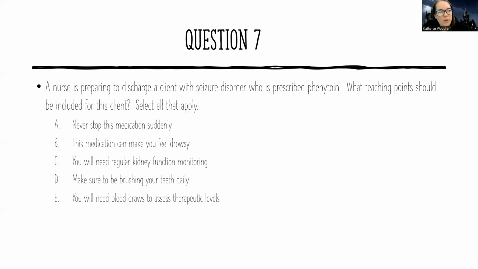So I'm looking for teaching points. A is never stop this medication suddenly. Well, I think that's for every medication, but if you're taking a medication that's going to stop you from having seizures and then you stop it, that sounds really risky. So I'm going to say that should be included. B is this medication can make you feel drowsy. I feel like all of these meds, because they depress how your brain is firing, that would make sense.